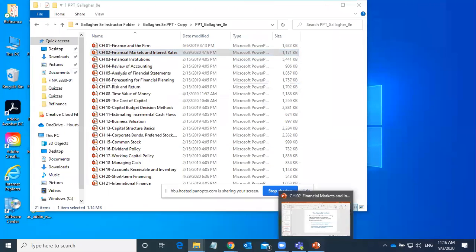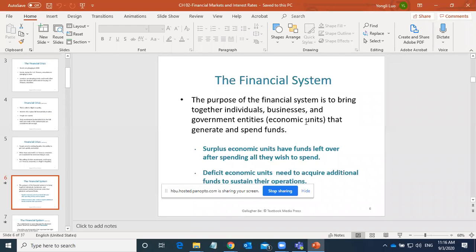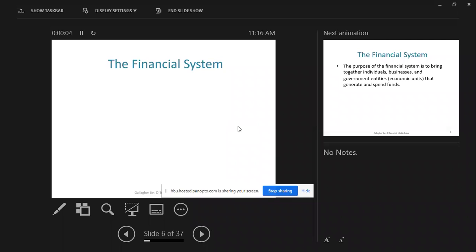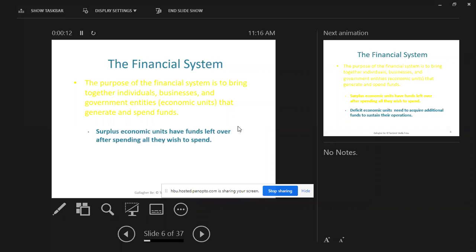Okay, now we talk about the financial system. In the financial system, all these three different types of entities, we call them economic units. Economic units could be surplus economic units. Surplus economic units have money. They are savers and they can lend their money.